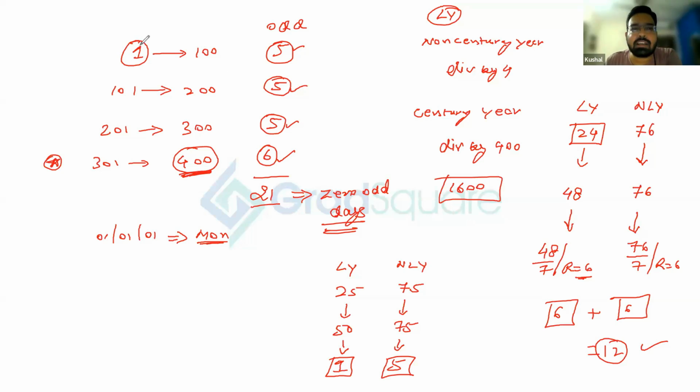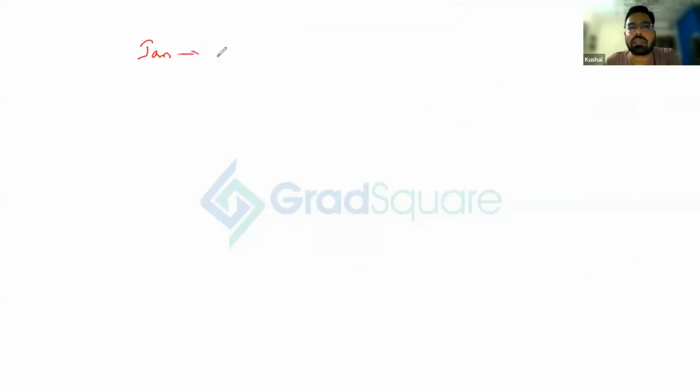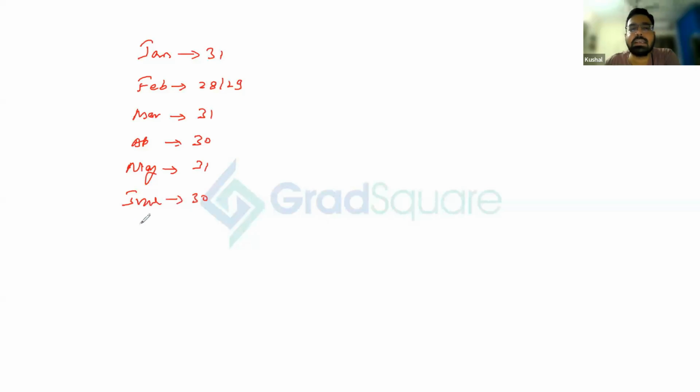Okay. So if I look at January, how many days in total does it have? 31 days. February can have 28 or 29 days. March will have how many days? 31. April will have how many days? 30. May will have how many days? 31. June will have how many days? 30. Now July has 31 days, and August also has 31 days.